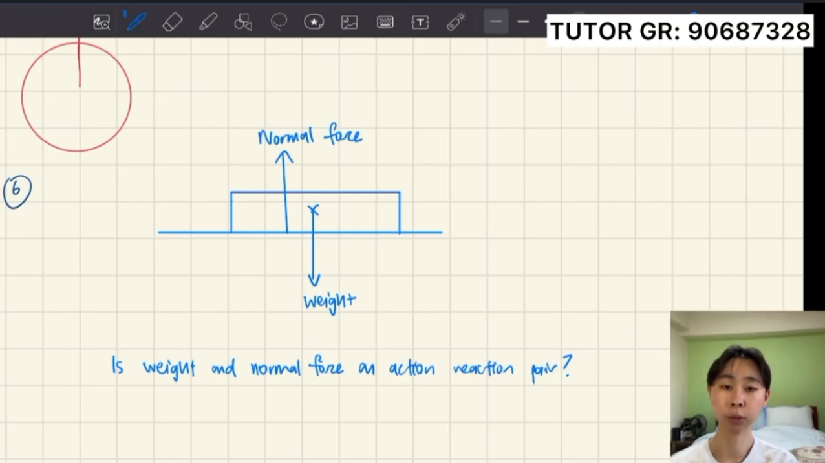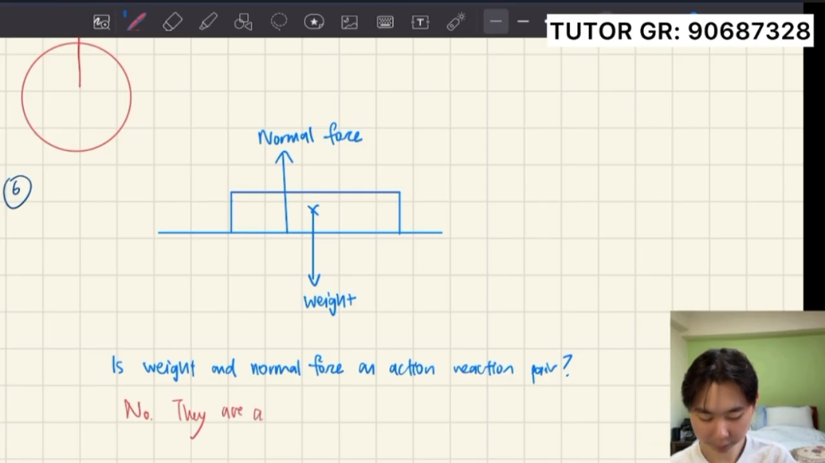Just now we went through the four different properties: same force, different bodies, opposite in direction, and the last one is same magnitude. Normal reaction force and your weight are of the same magnitude. They act on the same body. Normal reaction force is the floor on the block, weight is Earth on the block. Because they act on the same body, it doesn't fulfill the criteria of different bodies. So no, they are acting on the same body, that's one.